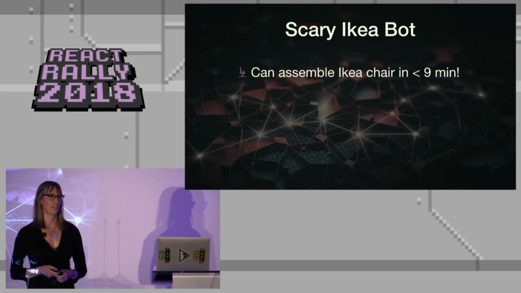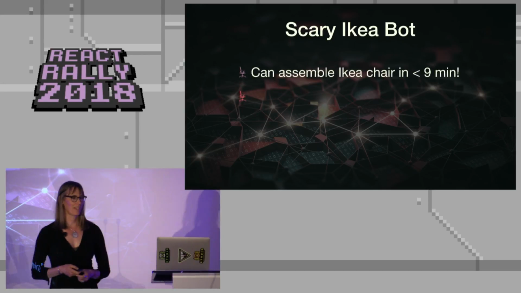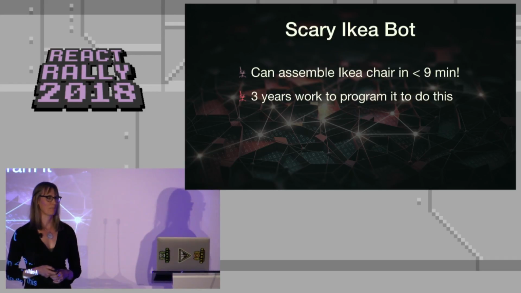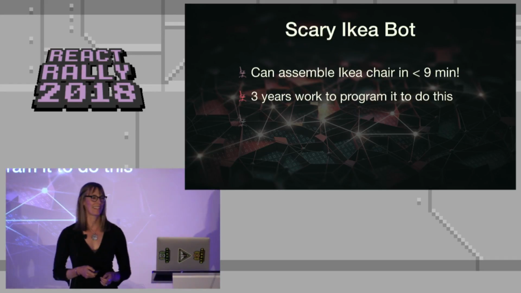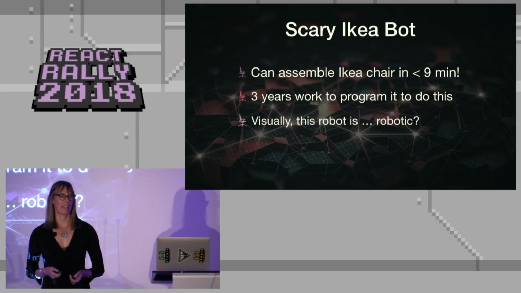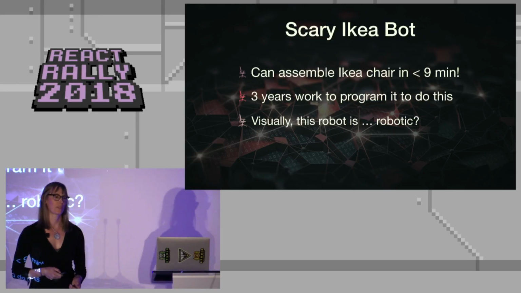So there's this really scary new robot that got developed, and it can assemble an IKEA chair in just under 9 minutes, which is terrifying. It took 3 years for them to program this robot to do this. And I don't think this robot is really fooling anybody. There's no test required. We know it's a robot.